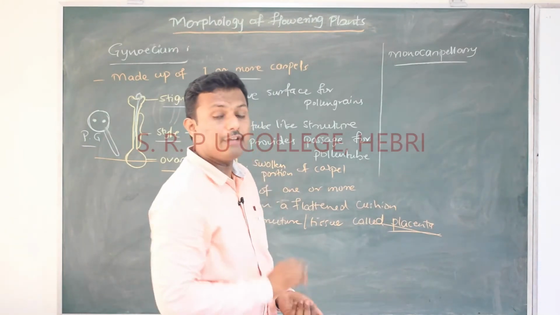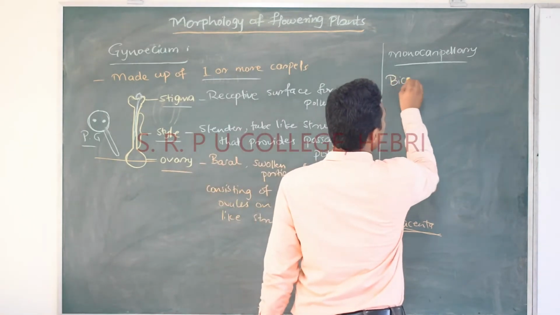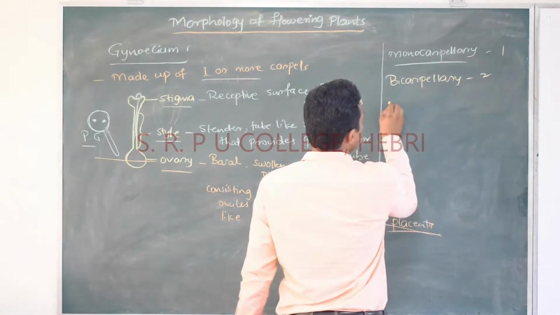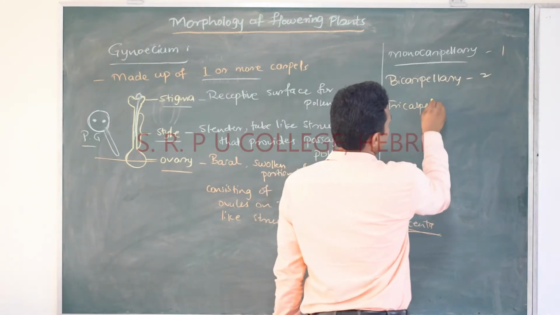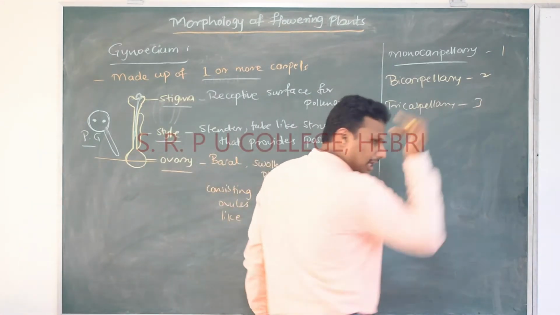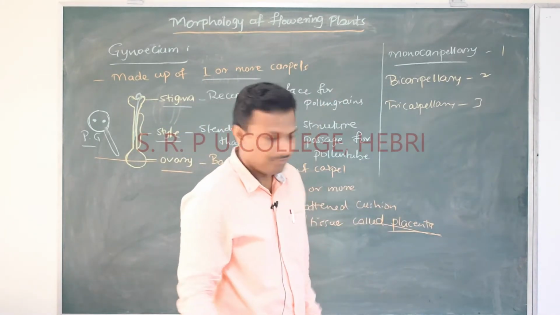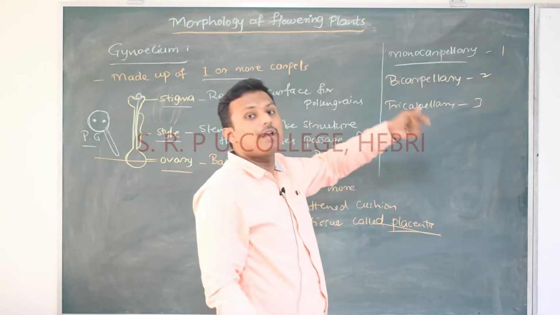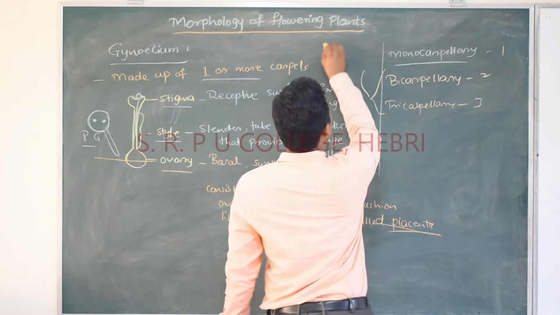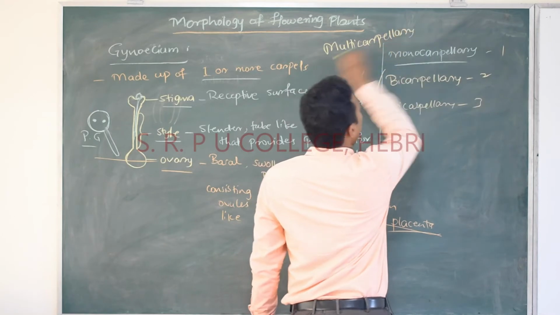If there is more than one, like two, it may be bicarpellary. Bicarpellary means two, this is one. And tricarpellary means three, right? And tetracarpellary, pentacarpellary, it goes on. And when there are more than one carpels in a single flower, it is called multicarpellary. It is called the multicarpellary condition.